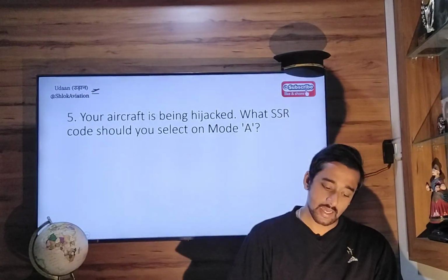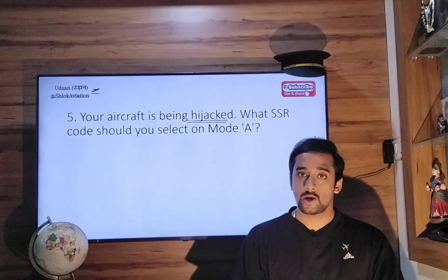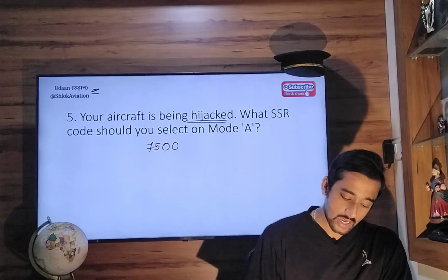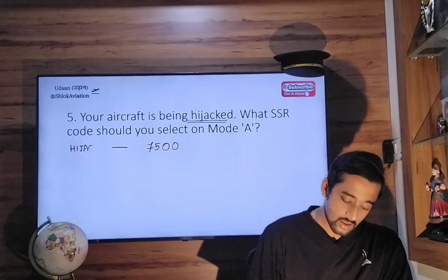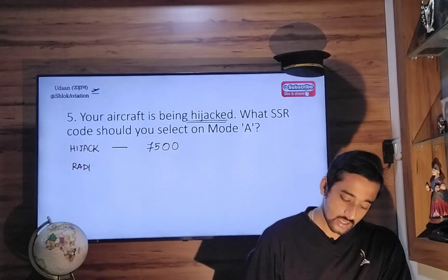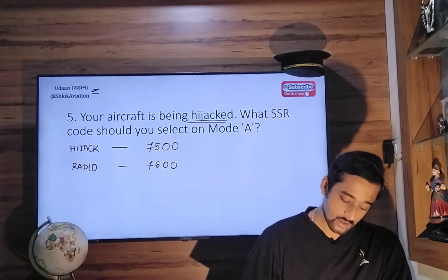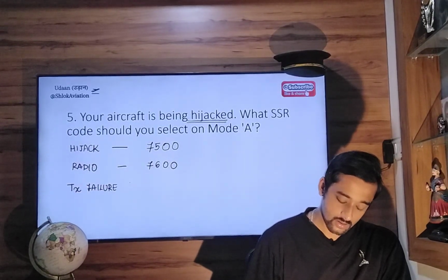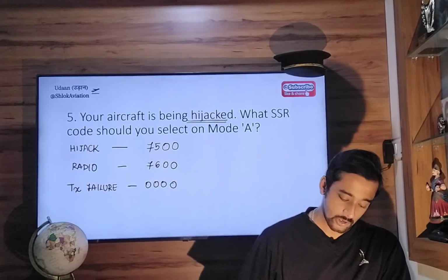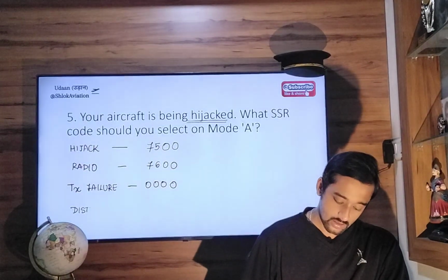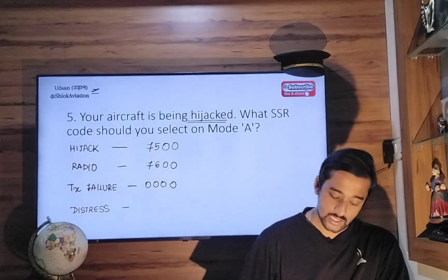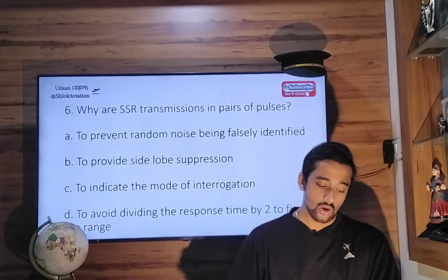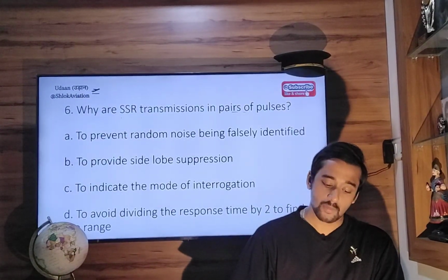Question 5. Your aircraft is being hijacked. What code should you select in your transponder? So the code to be selected is 7500 for hijack. Radio failure, it is 7600. For transponder failure, it is 0000. For distress, it is 7700.